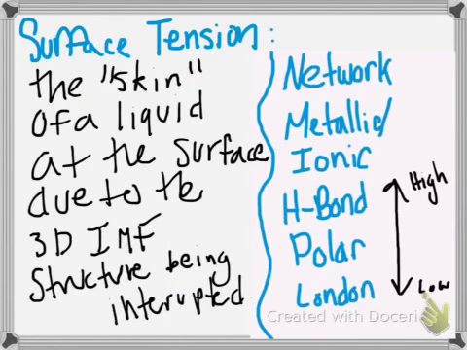So let's move on to the next one, which is surface tension. Surface tension is the skin of a liquid at the surface due to the 3D IMF structure being interrupted. A way to think about this is if you've ever left a gravy boat out, the gravy gets this gross skin at the top, and that's kind of a way to see surface tension. Surface tension actually only goes up to the H bonds, so it only goes up to the intermolecular forces. The highest is the H bond, and things with low surface tension would be London.